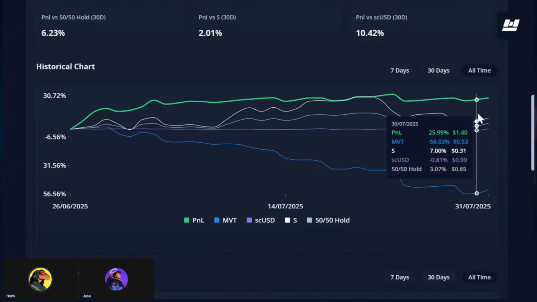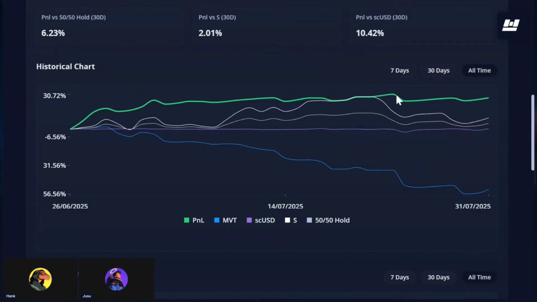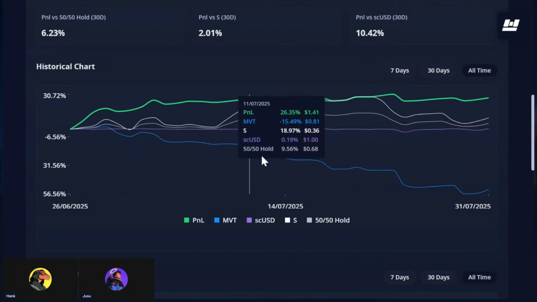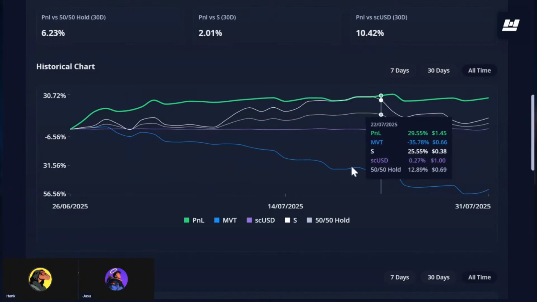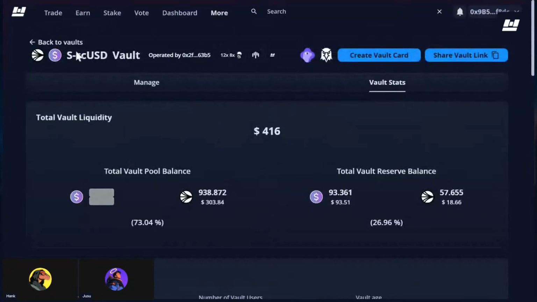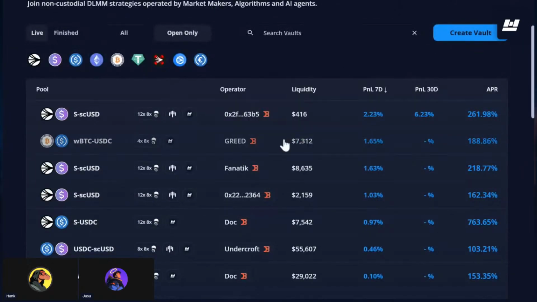So this may also be a good learning for any other protocol out there. If you concentrate a lot and rebalance a lot, you might still be profitable, but your bag is getting hit due to impermanent loss. So for me, I'm going to go one back, and I'm just going to take the next one.